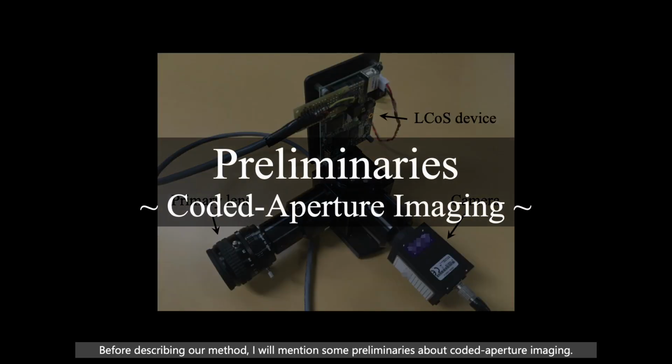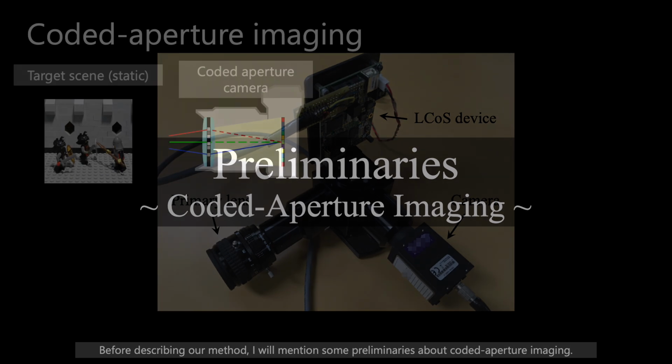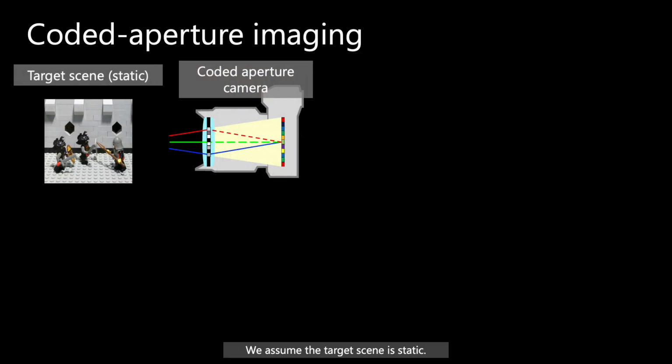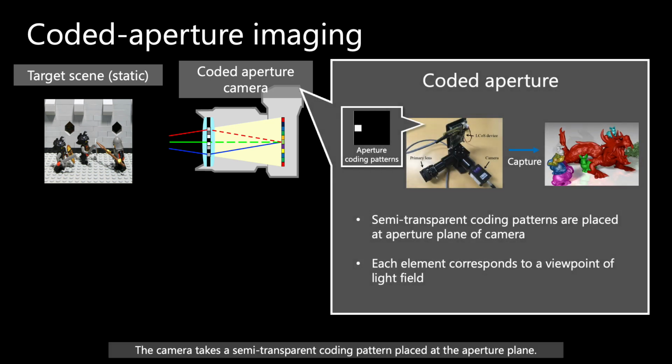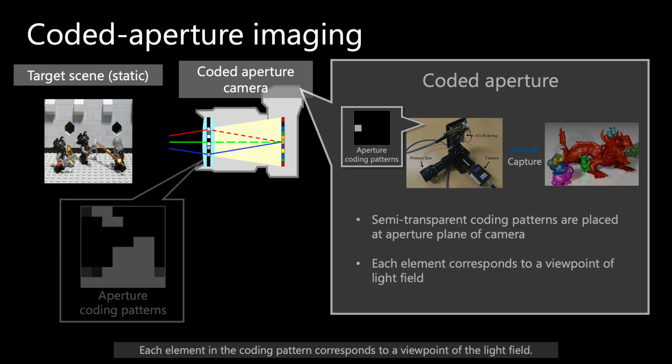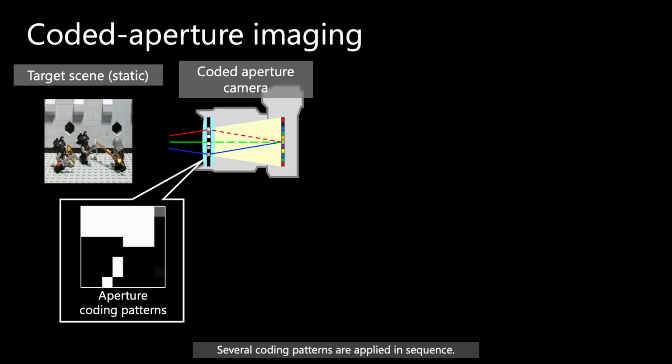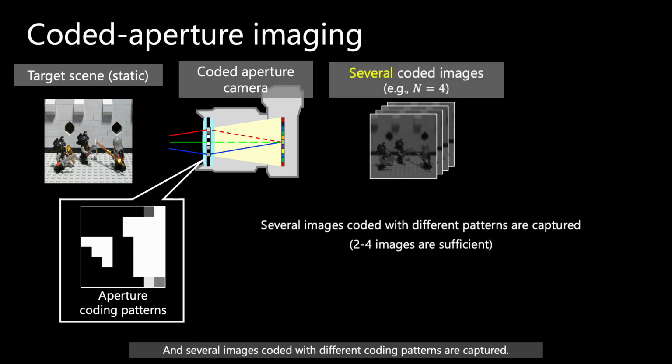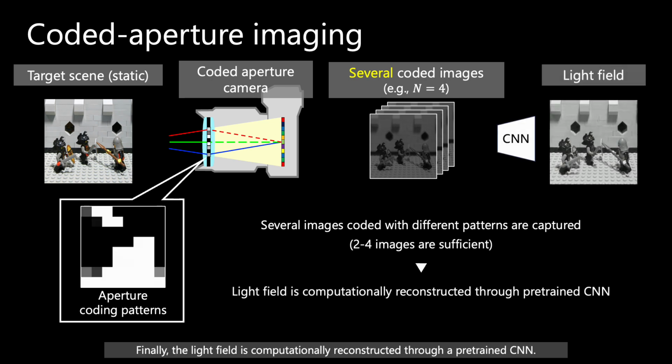Before describing our method, I will mention some preliminaries about coded aperture imaging. We assume the target scene is static. The camera takes a semi-transparent coding pattern placed at the aperture plane. Each element in the coding pattern corresponds to a viewpoint of the light field. Several coding patterns are applied in sequence, and several images coded with different coding patterns are captured. Finally, the light field is computationally reconstructed through a pre-trained CNN.